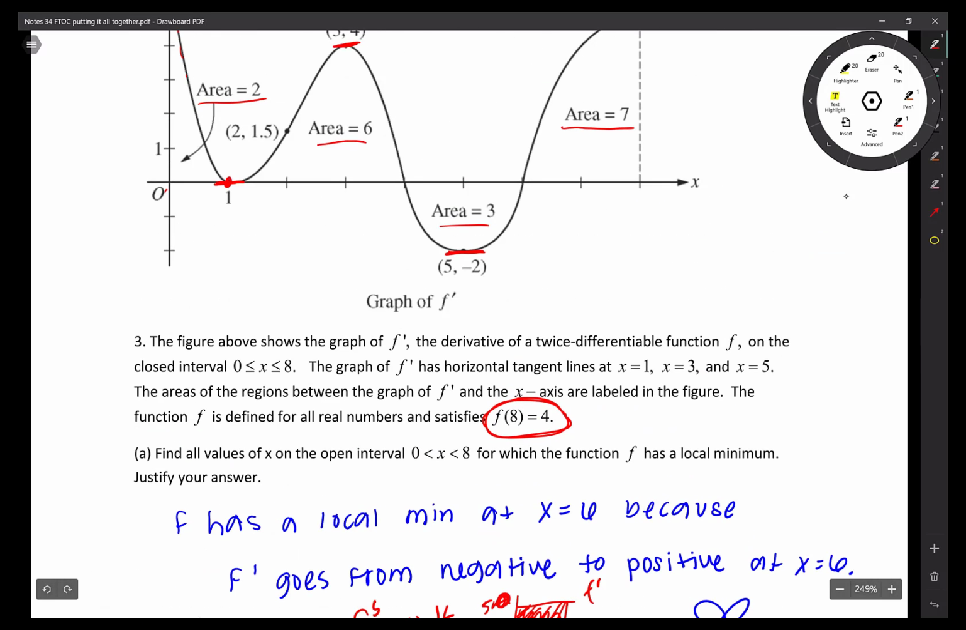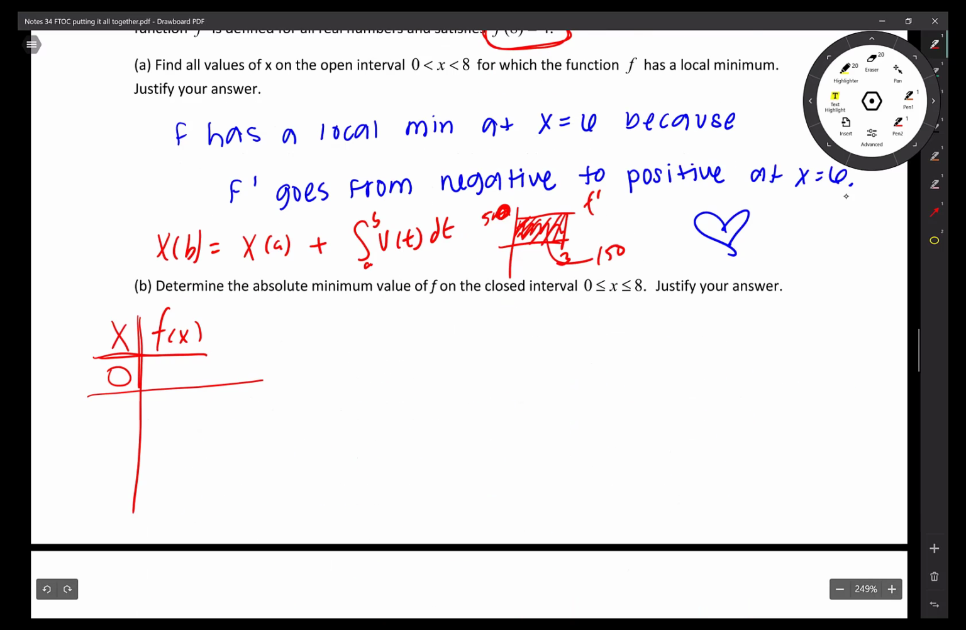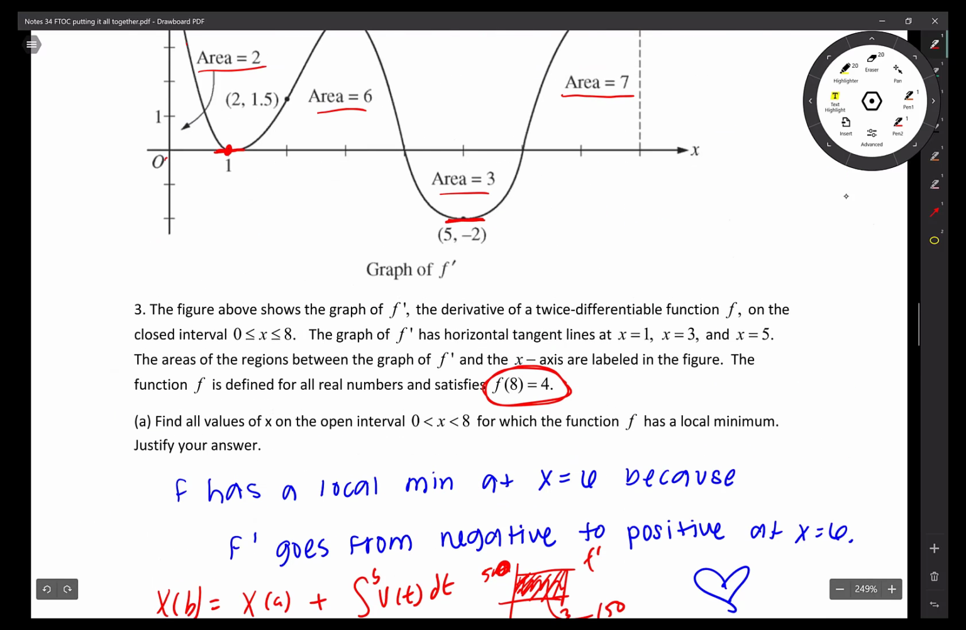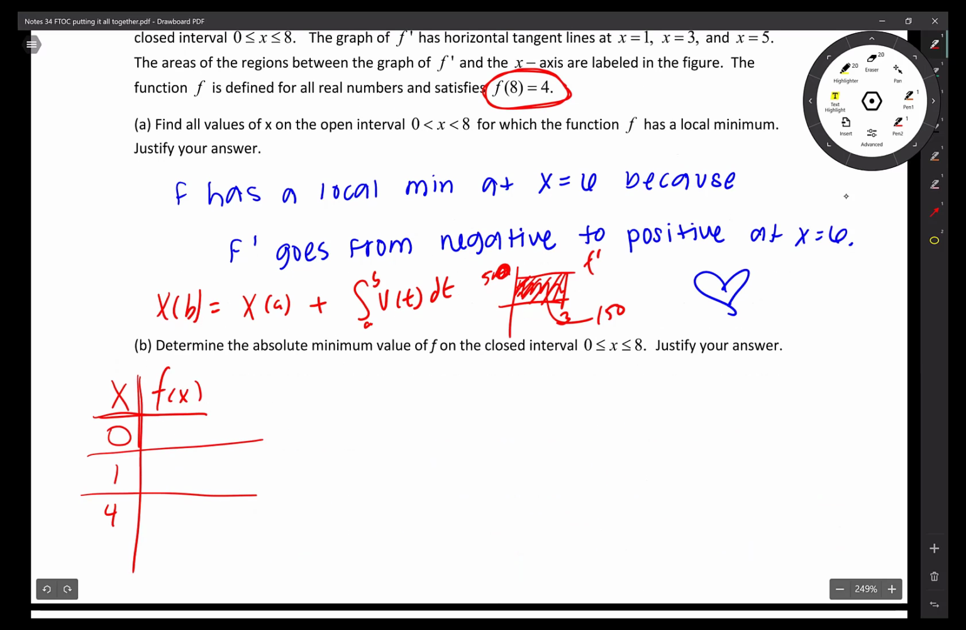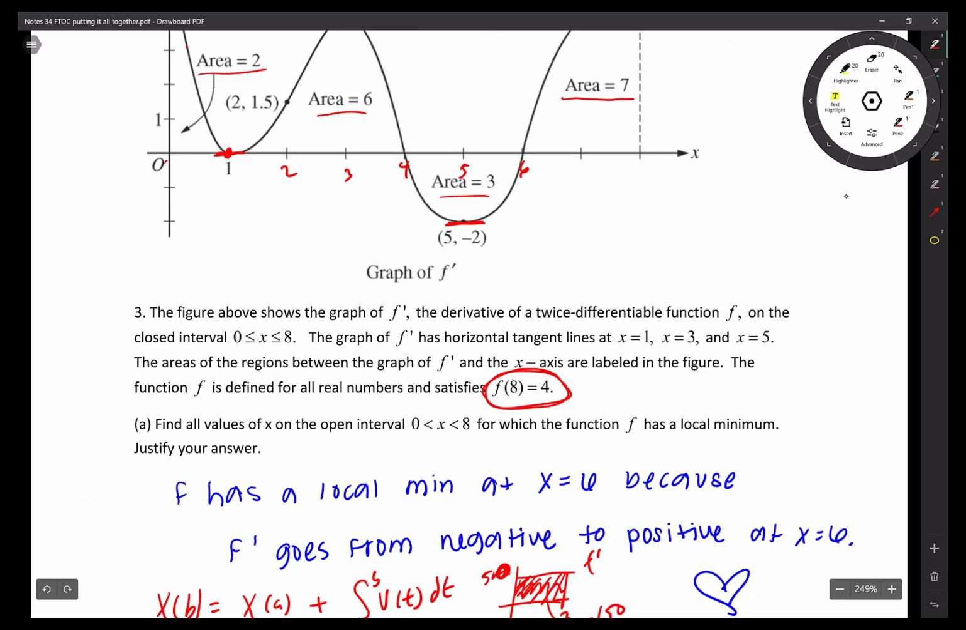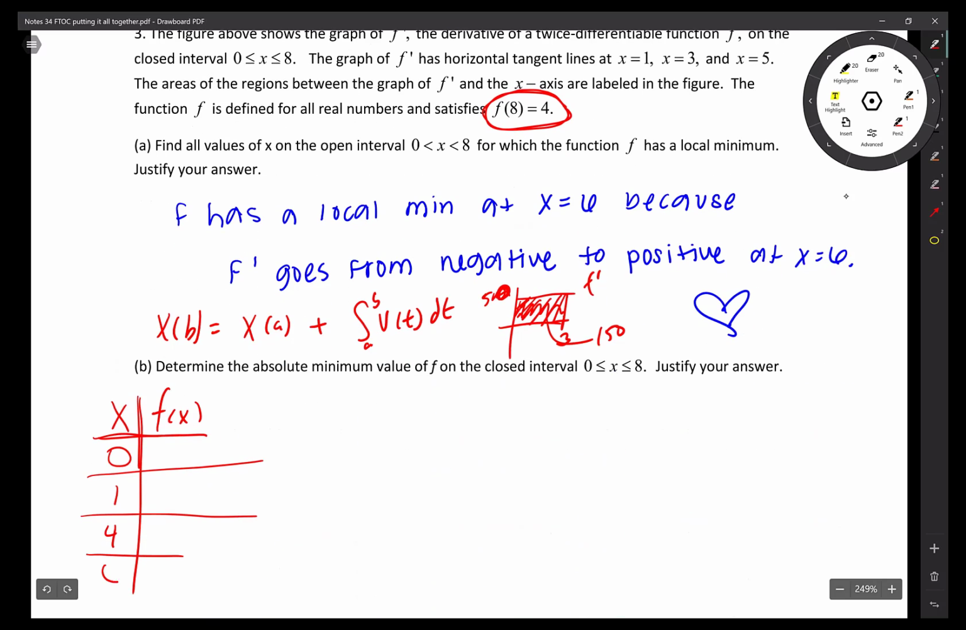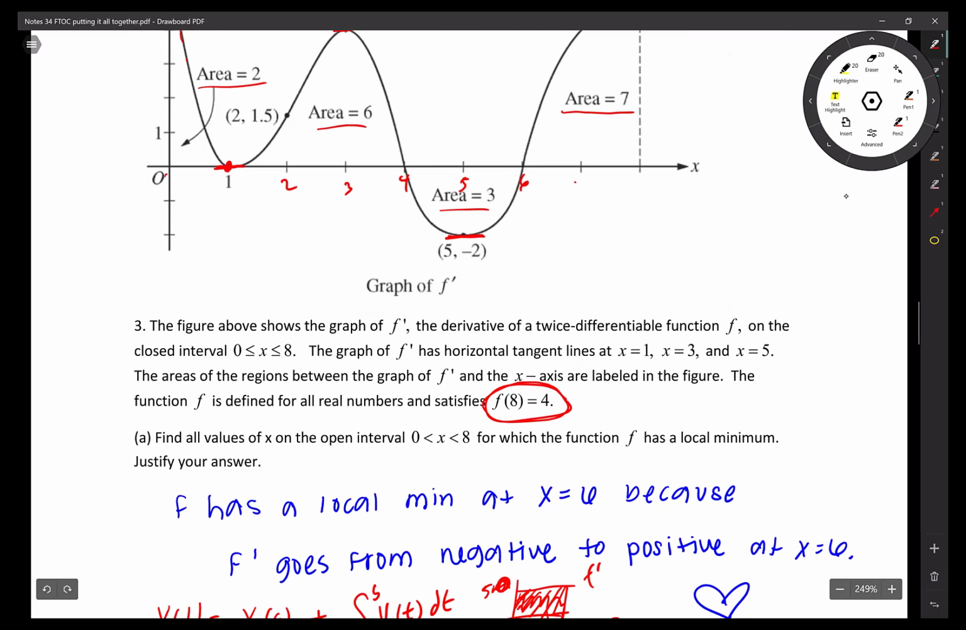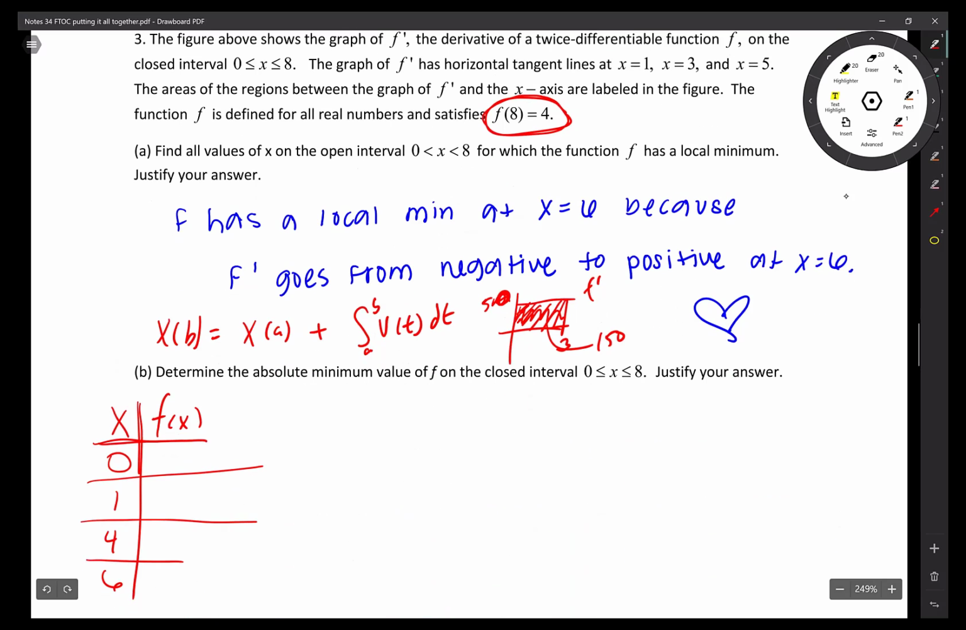I have a critical point at one, put that in there, one. I have a critical point, one, two, three. I have a critical point at four, put that in there, four. Four, five, I have another one at six. And then your endpoint, eight.